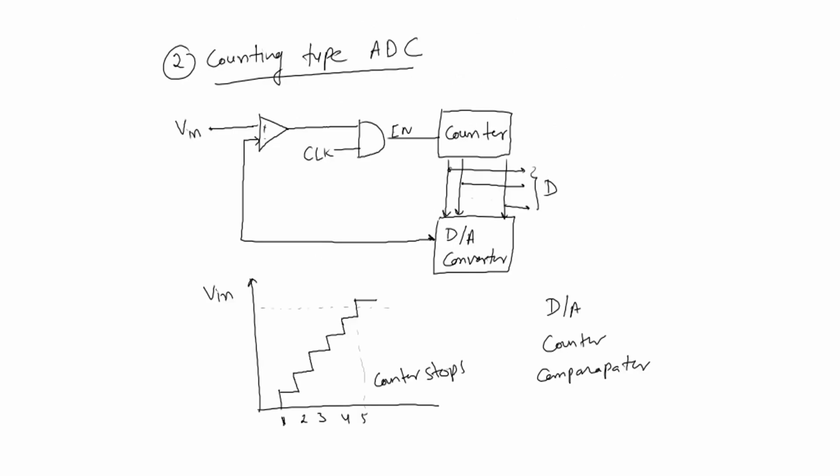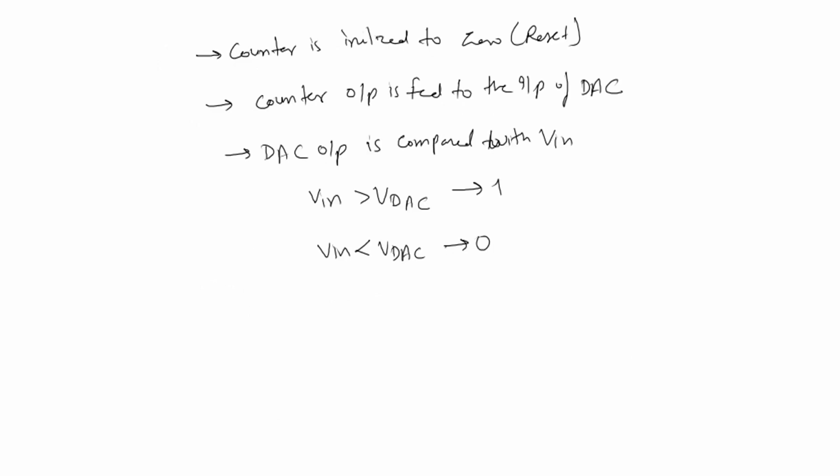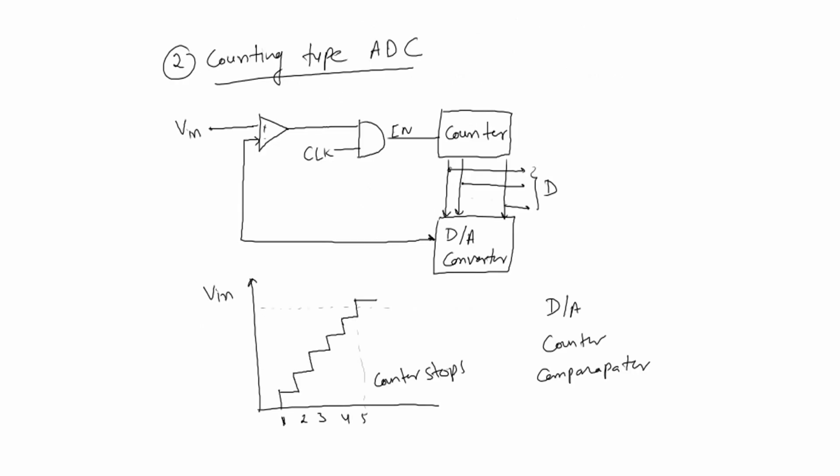Now if you see this case, it has to reach this level, and it takes some time, right? So if your input voltage is at a much higher level, what is the worst execution time or worst conversion time? If I draw the worst case, what is the worst case conversion time? It takes too much time actually.